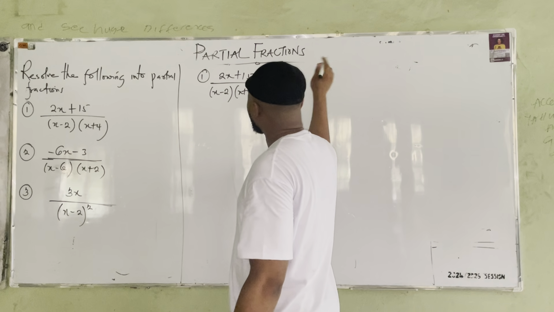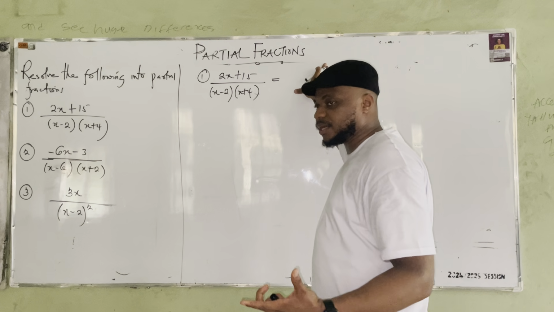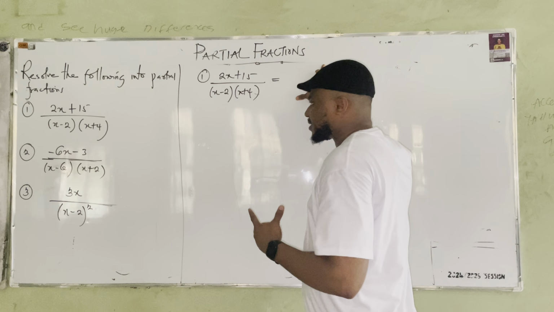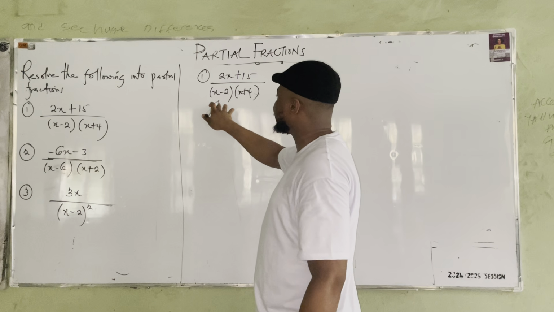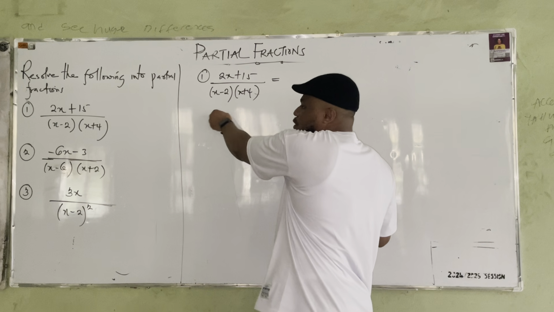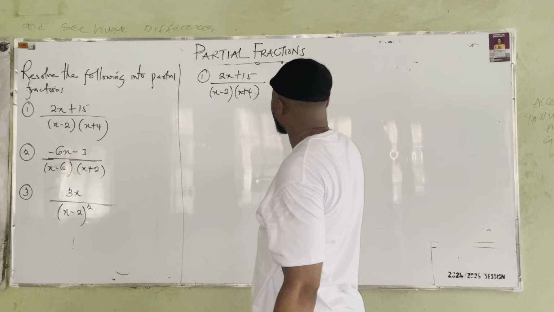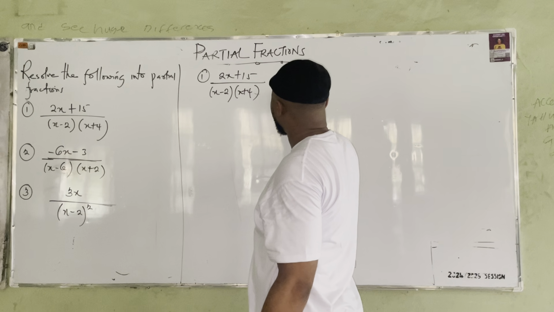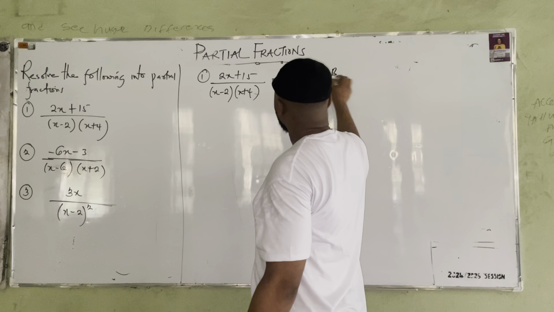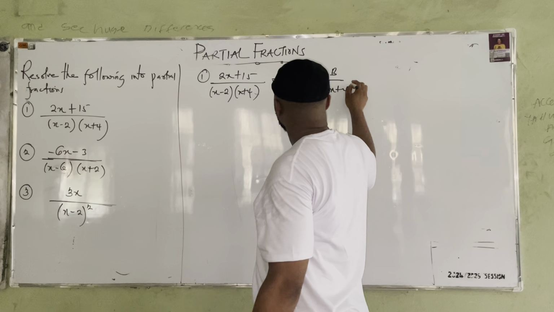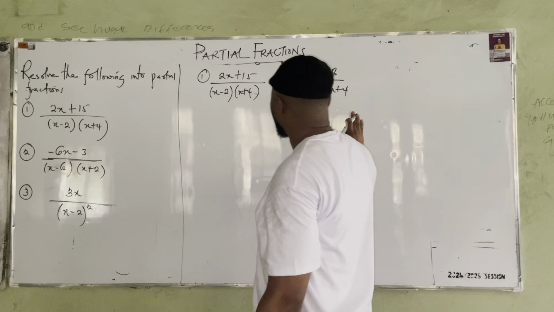So now we will use variables a and b to express the partial forms of this. So we'll be using a and b and using these two denominator factors as our denominators. So this will be equal to a over x minus 2 plus b over x plus 4. So that's how we do it.